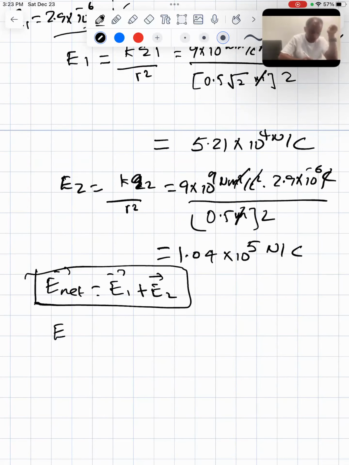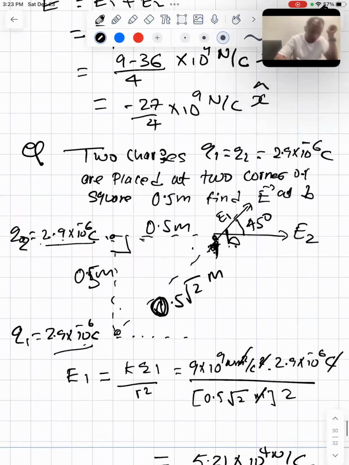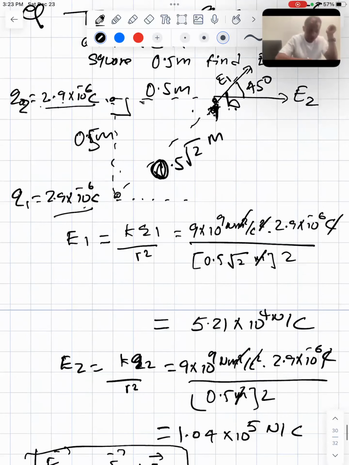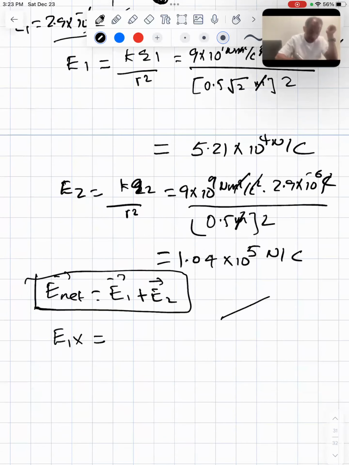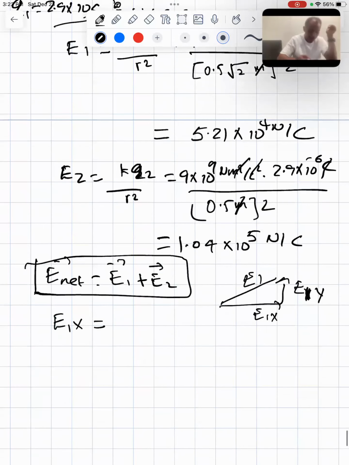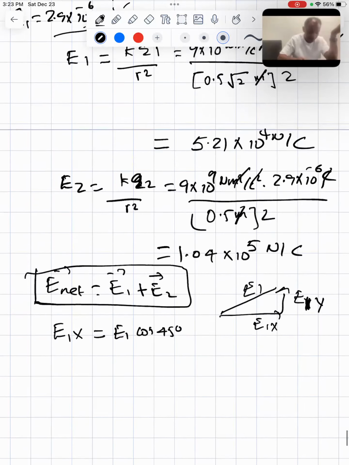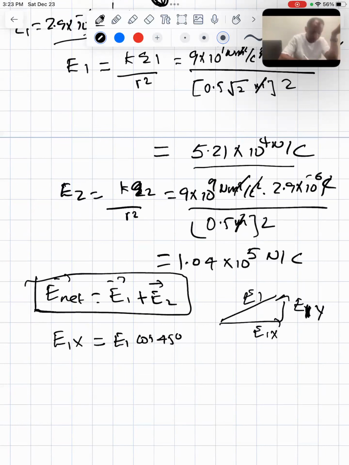So you have to get the X component of each vector. For example, E1 has how many components? Look, E1 has an X and Y component. To find the X component, it's going to be E1 times what? Cosine of 45 degrees, which we learned last time. E1 is already calculated. It's going to be 5.21 times 10 raised to 4 Newton per Coulomb.